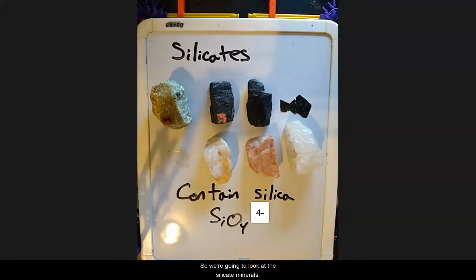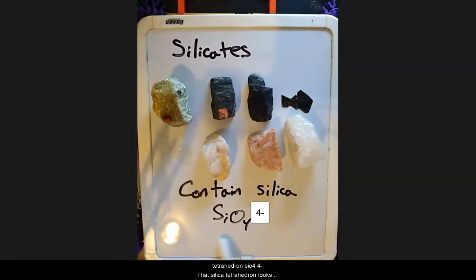So we're going to look at the silicate minerals. They are important because they form a lot of rocks at Earth's surface. They are silicates in that they contain this motif called the silica tetrahedron, SiO4 4-.